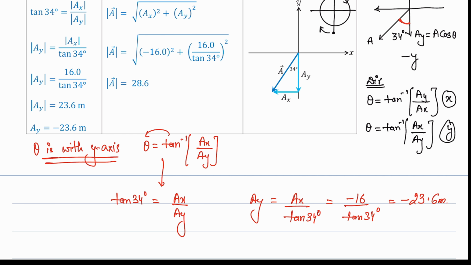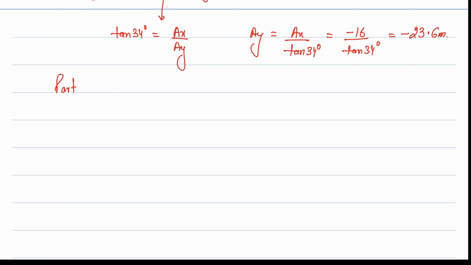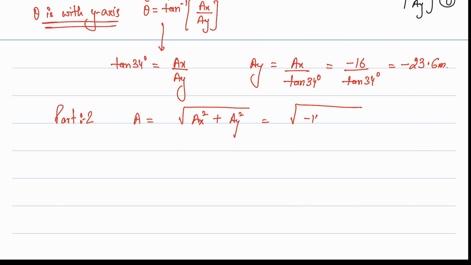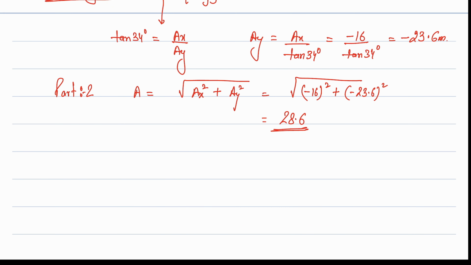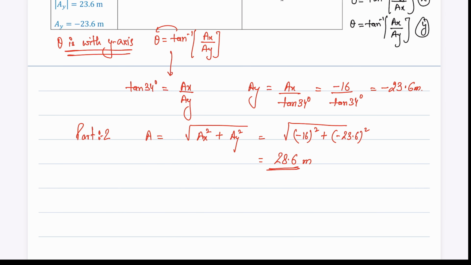Okay. Now, what is the magnitude of A? This is the easy one. Magnitude of A, part 2. So can we say Ax square plus Ay square? So what is your Ax? Ax is negative 16. So negative 16 square plus negative 23.6 square. Solve this. So you will get 28.6. Is it fine? It is given in meters. Yes. So your answer is also in meter. So till here, you finish question number 1.